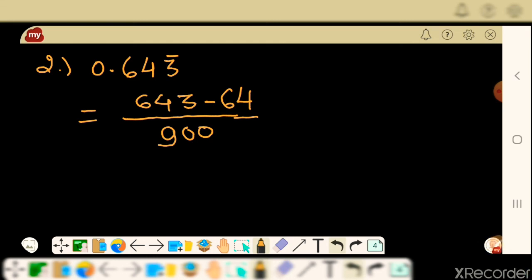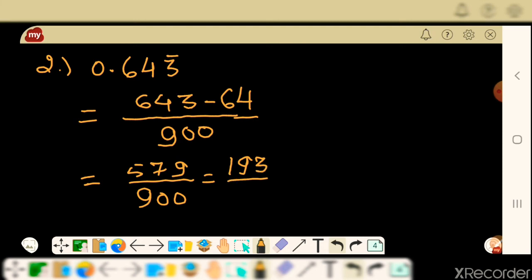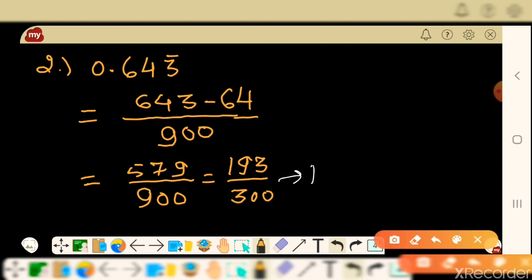We will solve it. It will become 579 upon 900. And just simplify it. It will be 193 upon 300. Can we solve it further? No. That means this will be your answer. Hope it is clear to everyone. You just try one more question.